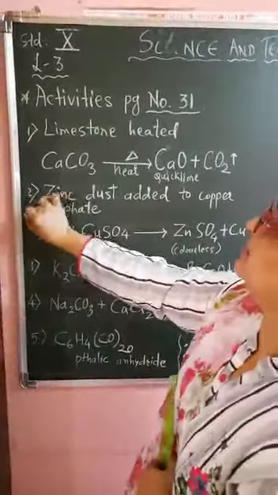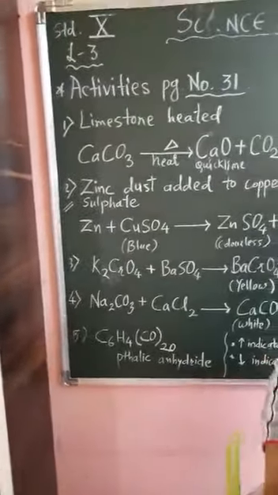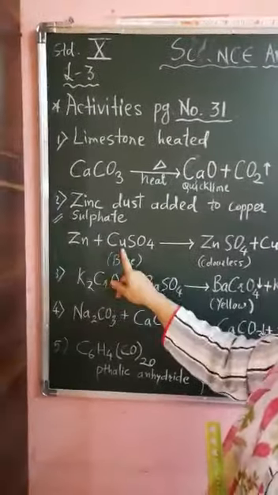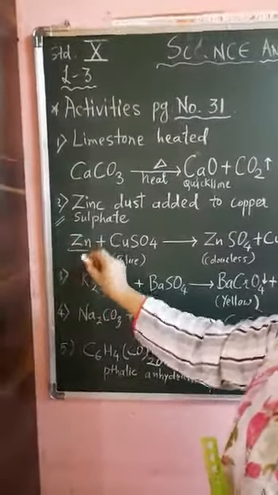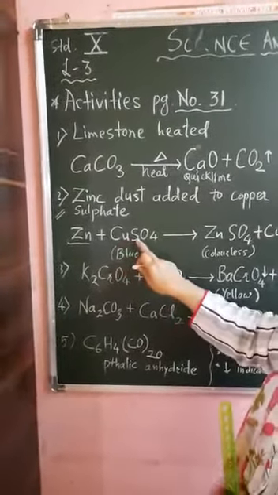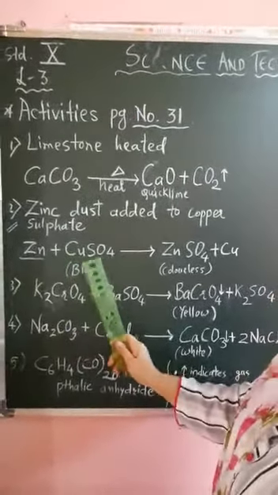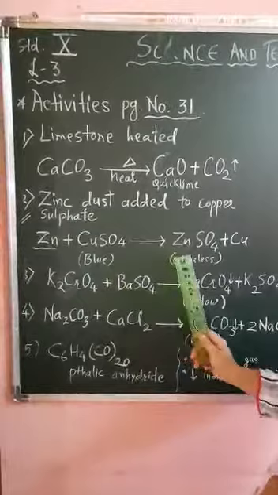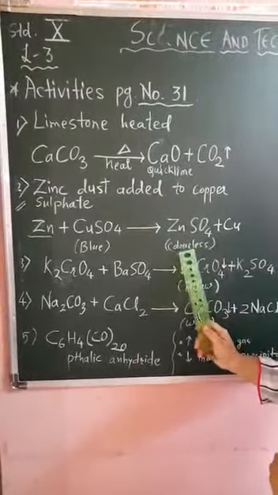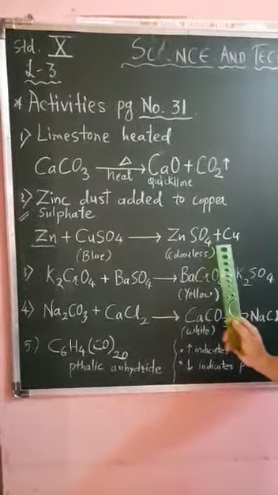The second activity is that when zinc dust is added to copper sulfate solution. The color of copper sulfate solution is blue and zinc dust is added to that. Here we know that zinc is a metal and copper sulfate, in this also we see one metal, and that is the salt of this metal. So when we add it, reaction will take place and in the products we will get a colorless solution. That colorless solution is of zinc sulfate and copper will be separated in that.